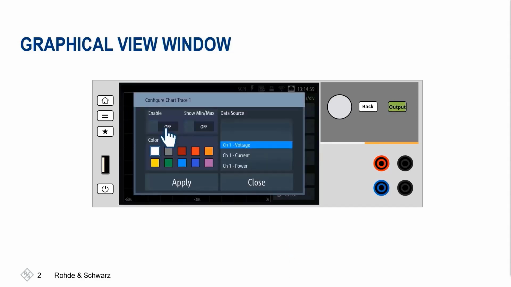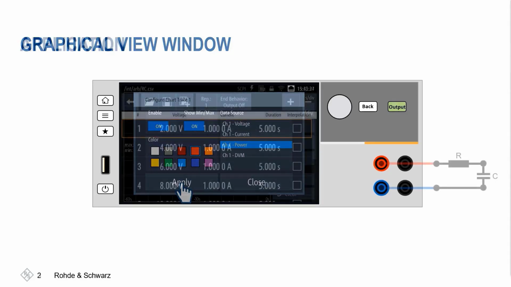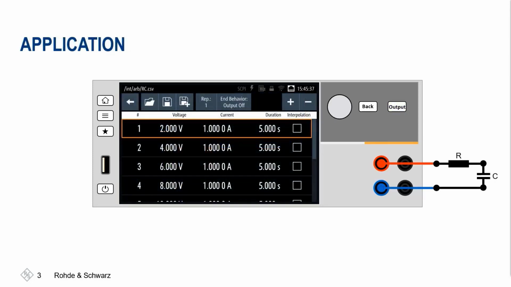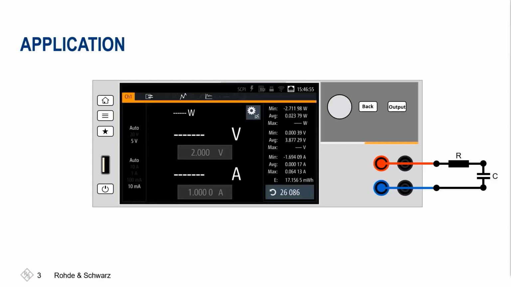In this window, you can select the type of measurement, color, and whether maximum or minimum values should be displayed. Click Apply to display the graph. In order to demonstrate graphical view by an example, an ARP file was created and an RC element was connected. The reaction and the necessary steps are shown below.